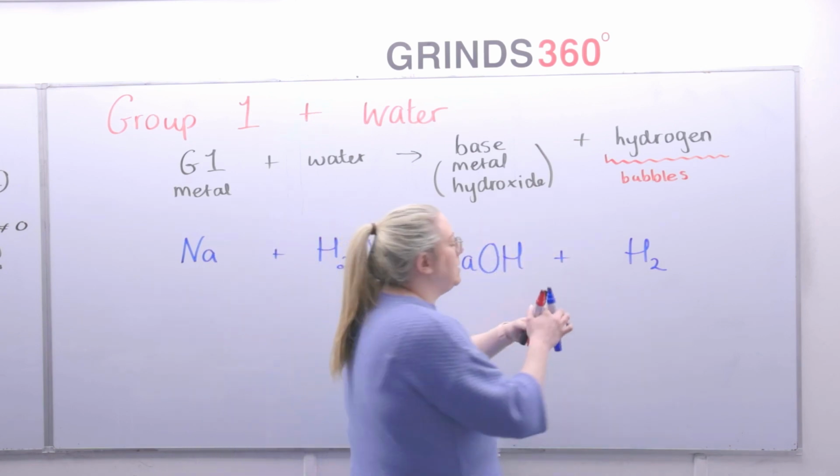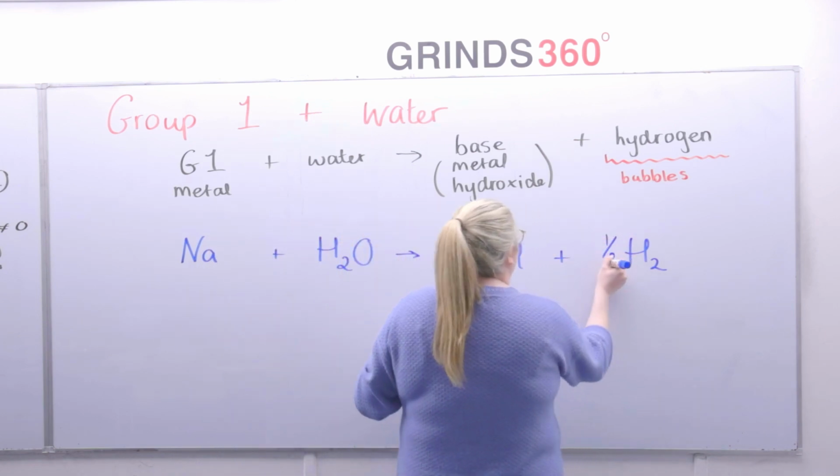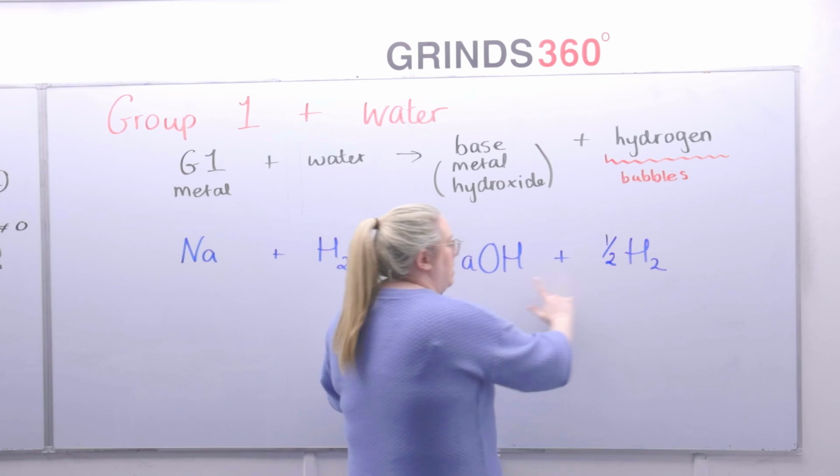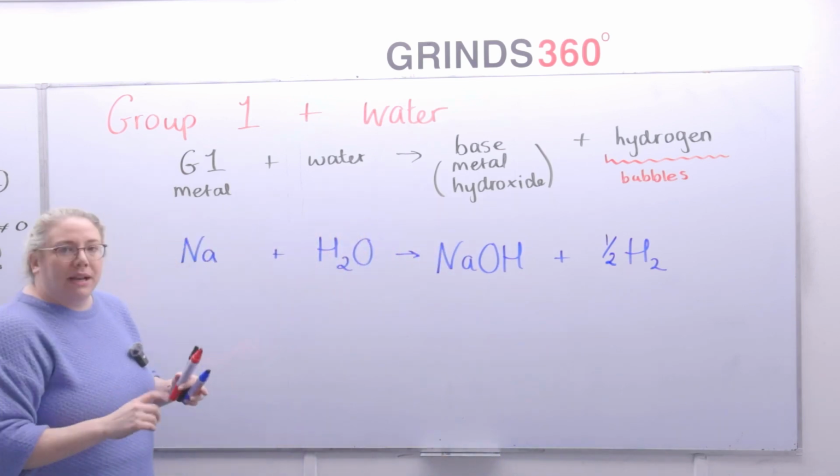I'm going to put something in front of the H2. I'm going to put a half in front there. A half times 2 is 1, plus 1 is 2. Now we have balanced that equation.